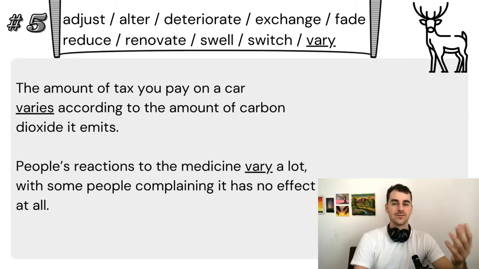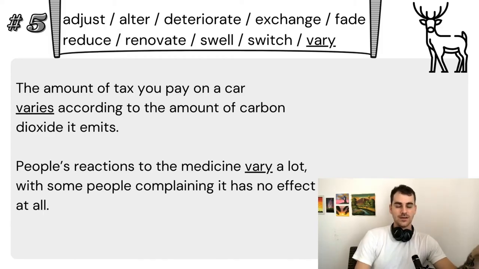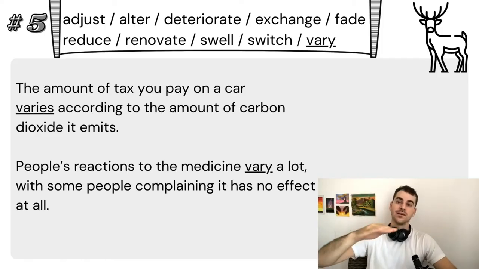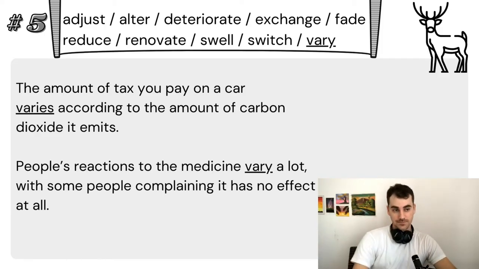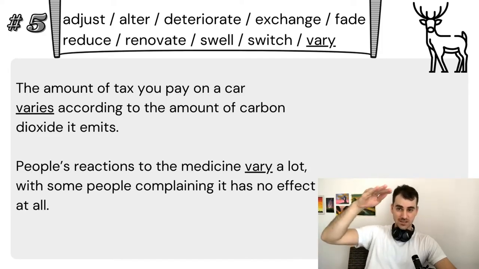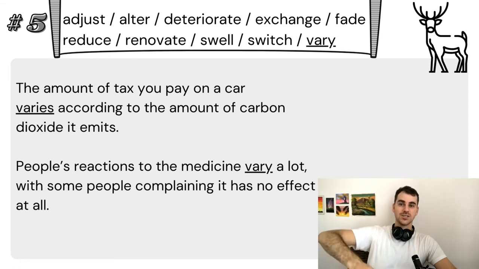Vary, coming from the word variation, it means that there is a high degree of difference between the outcomes. The amount of tax you pay on a car varies according to the amount of carbon dioxide it emits. Some people pay high tax, some people pay low tax. It varies. People's reactions to the medicine vary a lot, with some people complaining it has no effect at all. Some people have a strong reaction, some people have no reaction. The reaction varies.